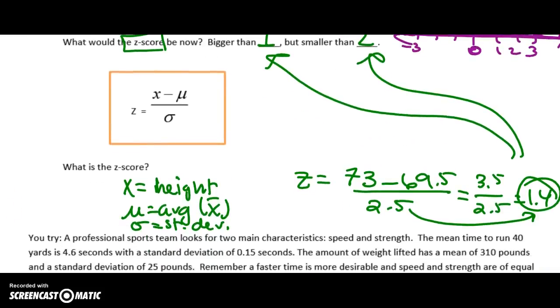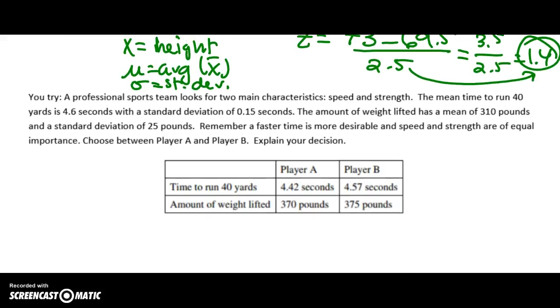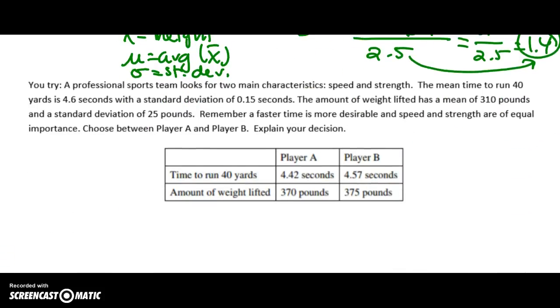So it makes for a little bit easier comparison, and we also can figure out probabilities that correspond to that as well. But that's for a different class if you take more statistics. So what we're going to do is one last example looking at z-scores.